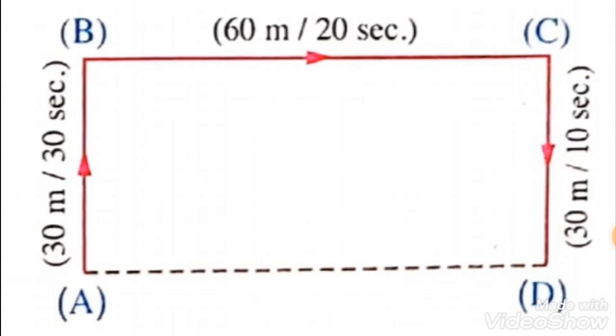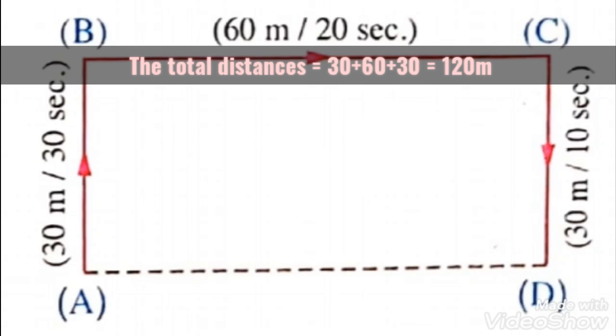Okay, he asks us to find the total distance. We add the summation of only the distances that are mentioned inside the problem, which are considered the actual length of the distance. So the total distance equals D1 plus D2 plus D3, which equals 30 plus 60 plus 30, equal to 120 meters.